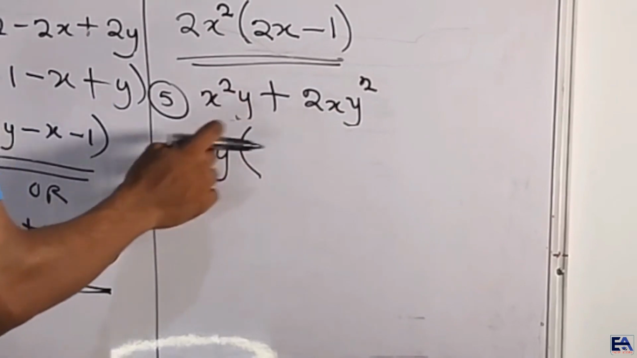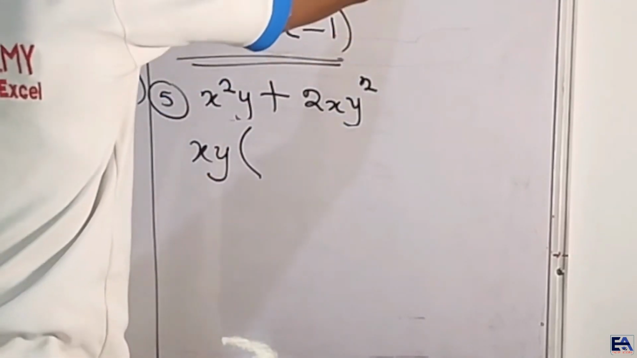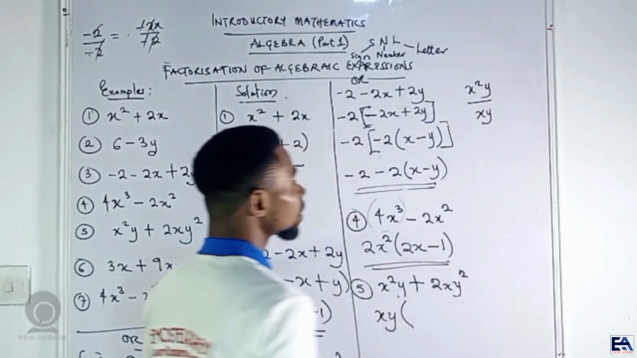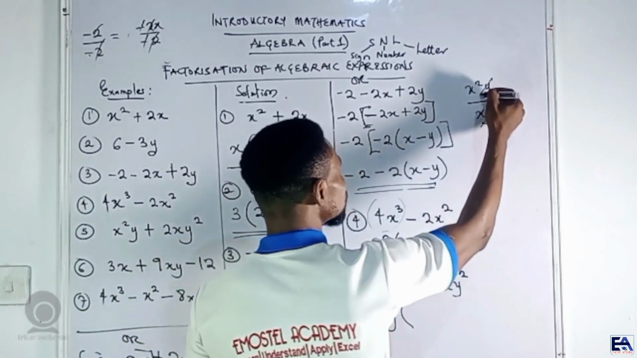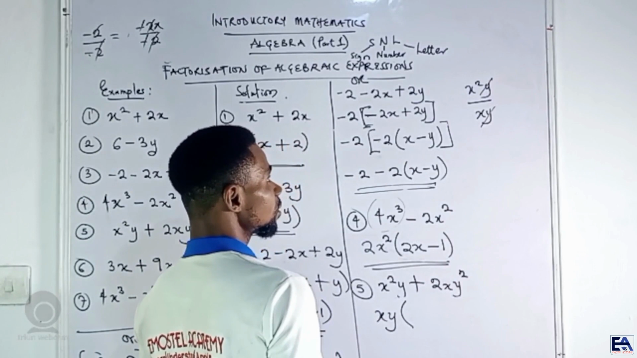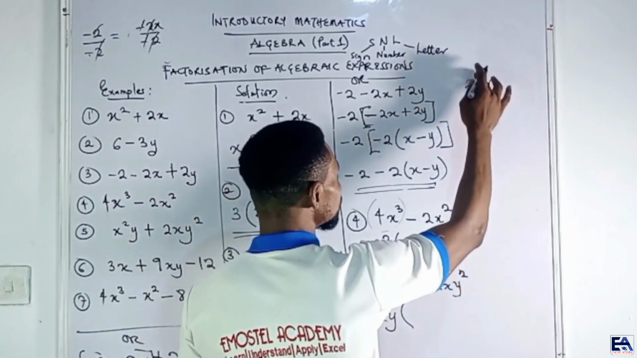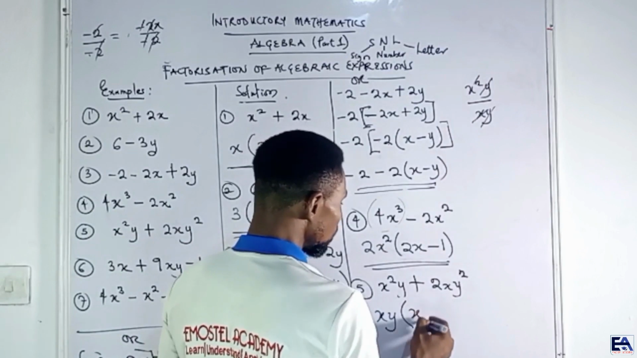So we use this xy to divide the two sides. So we have x squared y divided by xy, okay? All right, so y cancels y. So y is gone. Then out of the two x's, this x will cancel one of it, so to remain 1. We write the remainder.